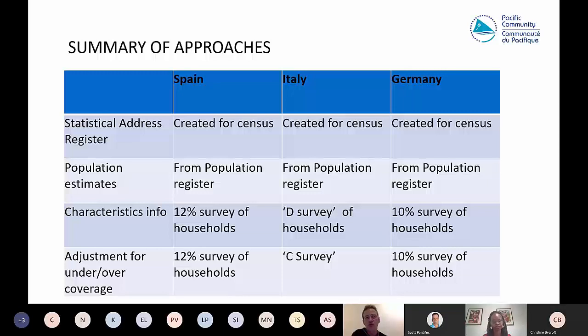There are often issues with over-coverage. So when people move within the country, they obviously re-register wherever they move to. When they leave the country, there's no incentive for them to deregister. So there are often people on the population register who've left the country and shouldn't be there anymore. And then the characteristics information in each of these countries on the combined census model is coming from surveys of typically around 10 to 12%.